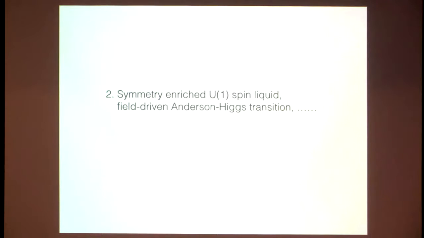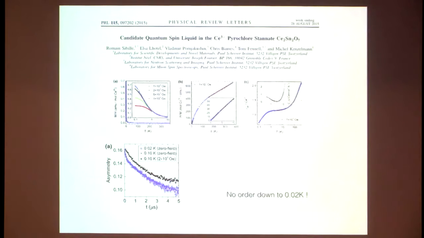Let me switch gears to something else, which is about the symmetry enriched U(1) spin liquid. This work is motivated by this very nice experimental work on a cerium pyrochlore material. If you do all kinds of thermodynamic measurements and muSR, the system doesn't develop any order down to 20 millikelvin. So what's the ground state of this? It was proposed to be a candidate spin liquid material.